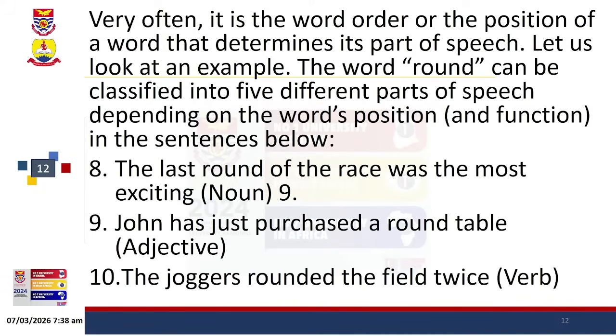In 9, John has just purchased a round table. Round again. Round here now is not what we are talking about. Now round is describing a table, and that is why it is called an adjective. You know that in the English language, adjectives are the landlords of modification. They are the ones that modify nouns. Okay? Now in sentence 10, the joggers rounded the field twice.